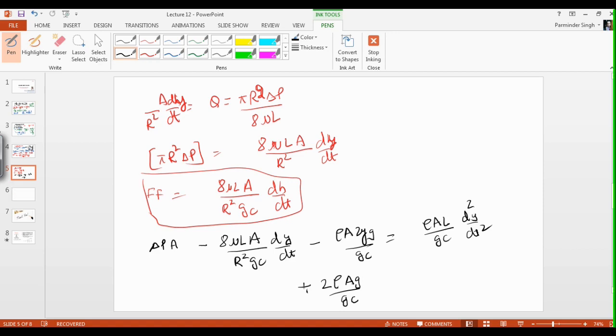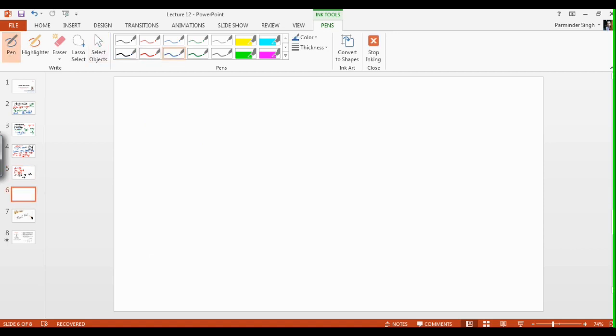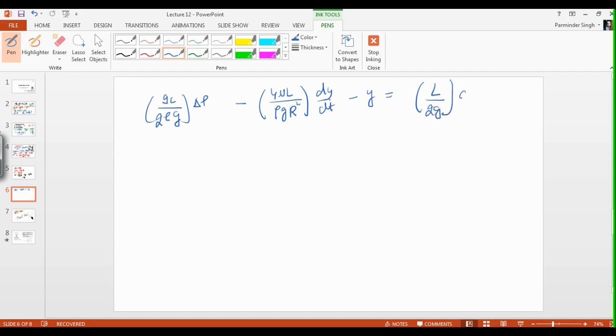So what do we have? Upon dividing, we'll be left with gc by 2 rho g into delta P minus 4 mu L by rho gc r square into dy by dt minus y equal to L by 2g into d square y by dt square.